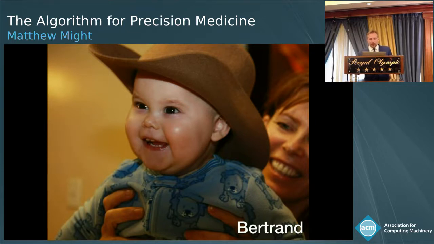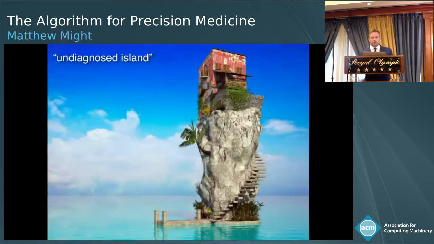But back then, when we didn't know what was happening, we lived in a place called Undiagnosed Island. And if you talk to parents that have had a child go on this long diagnostic odyssey where there seems to be something wrong and they can't figure it out, this term will pop up. And it's an island with a population of one patient, or really one family. And when you're there, you don't know why your child is suffering.